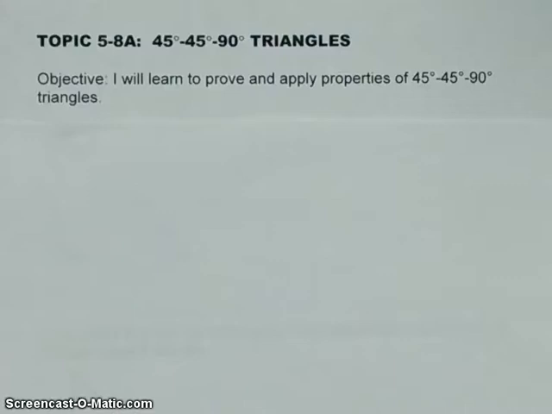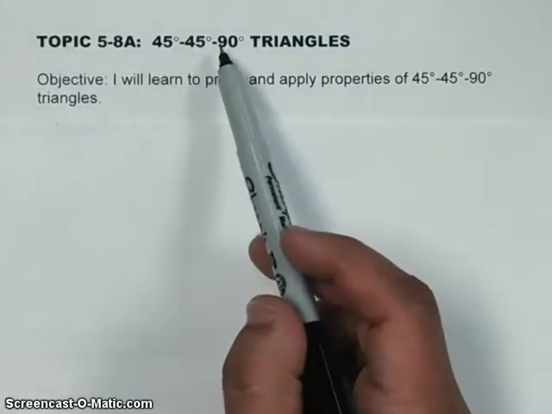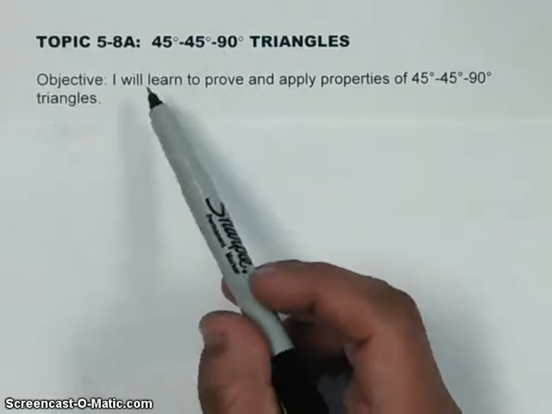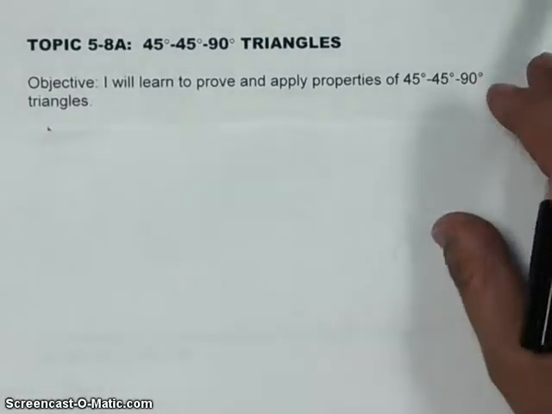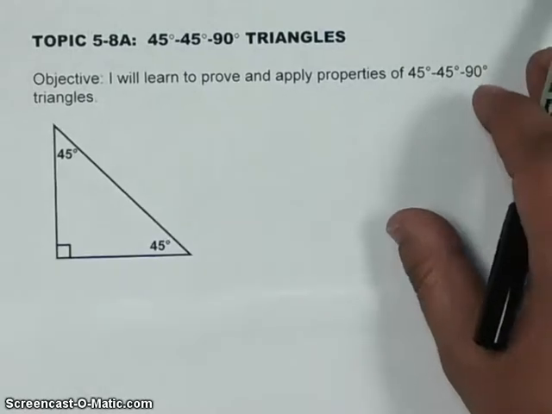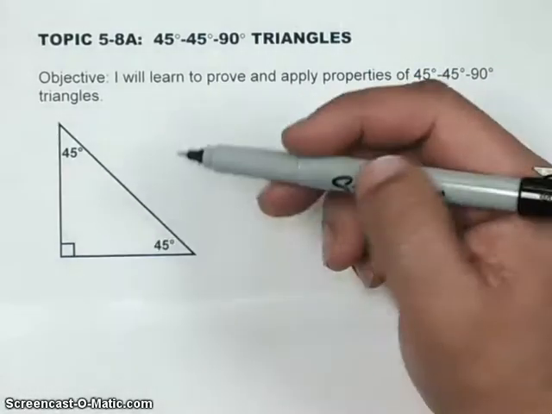Okay, today we're talking about special right triangles. In particular, we're going to start talking about this 45, 45, 90 triangle. Objective: I will learn to prove and apply properties of 45, 45, 90 degree triangles. All right, so let's start by looking at a 45, 45, 90 triangle.